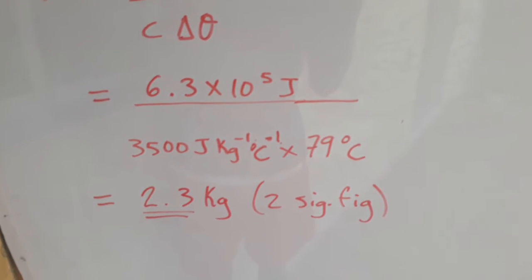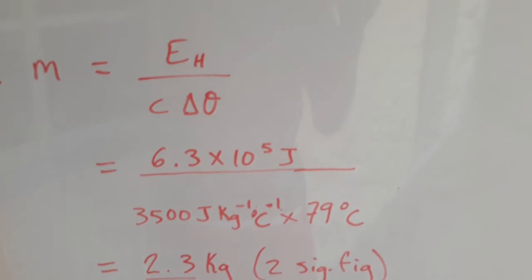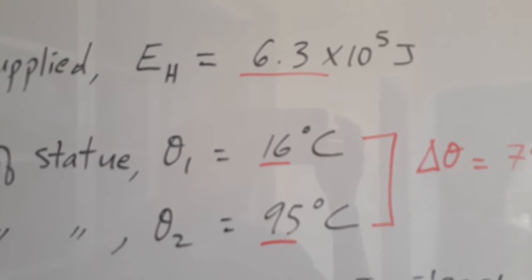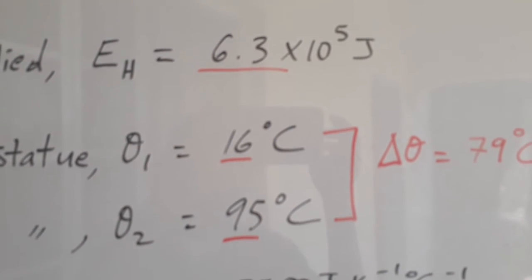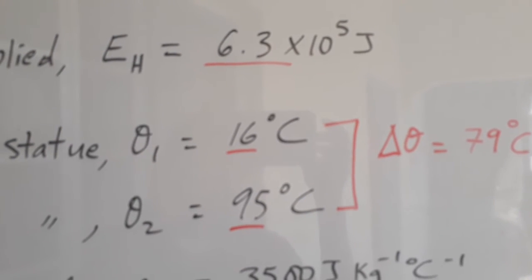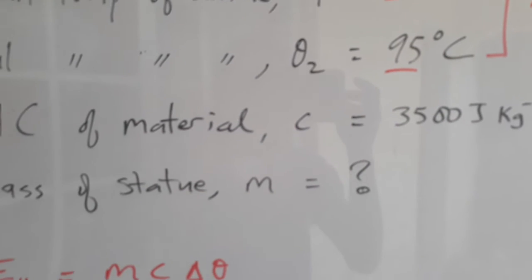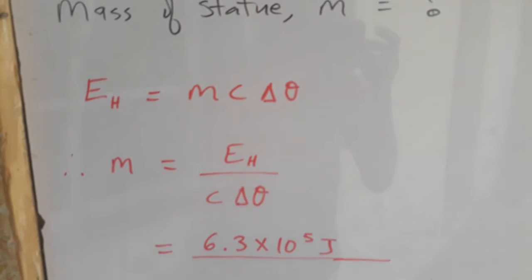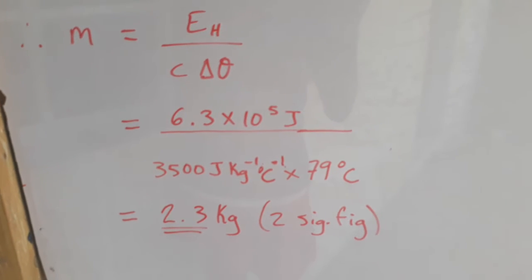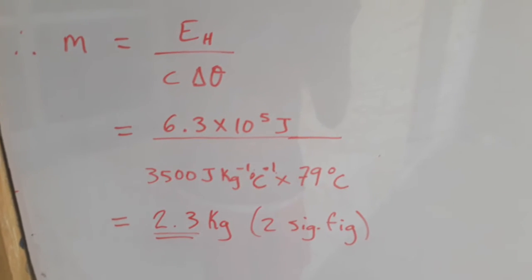Round off to two significant figures, because if you notice, two significant figures is the least number of significant figures used in the calculation, and your answer cannot be more precise than the least precise value that you use. So it's 2.3, you round off to two significant figures.